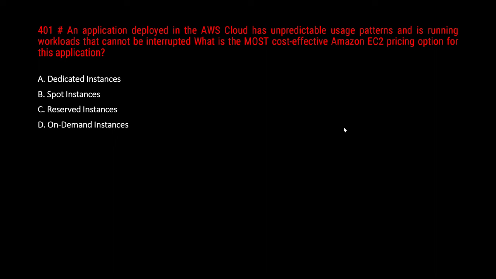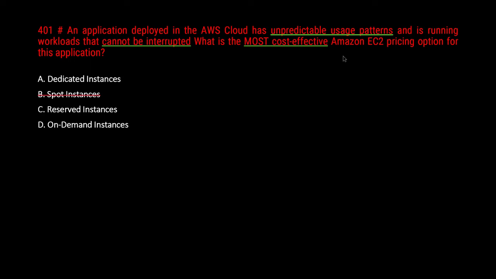401. An application deployed in the AWS cloud has unpredictable usage patterns. All right, so we are already here, unpredictable usage patterns. We know the keyword. As soon as you see that, it will be on demand, but let's wait to read the rest of the question. And is running workloads that cannot be interrupted. Okay, by looking at cannot be interrupted, you know to cross out spot instances. That is eliminated. What is the most cost effective Amazon EC2 pricing option here?